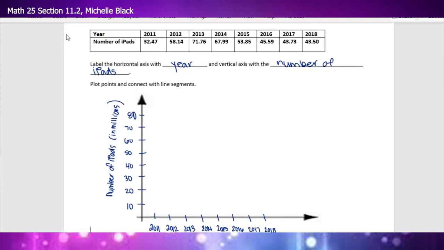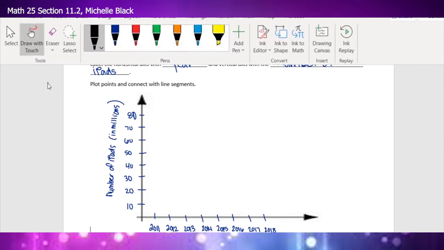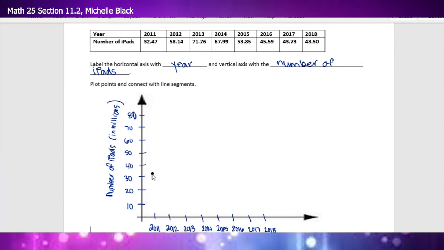In the year 2011, they sold 32.47 million iPads. Let's say roughly here. 2012, it went up to 58.14, so almost 60. 2013, 71.76. 2014, 67.99. 2015, 53.85. 2016, 45.59. 2017, 43.73. And 2018, 43.5. Connect these with line segments. And we should get back something close to this.